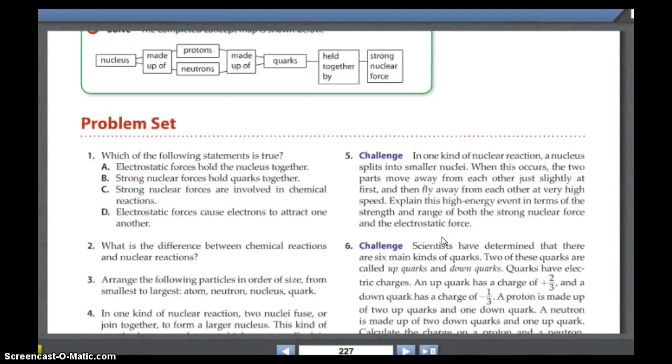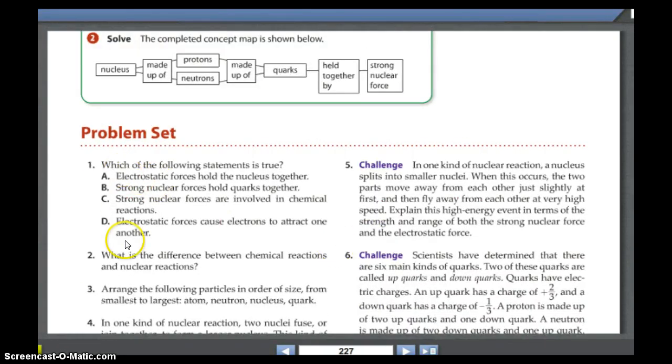Alright, so we want to do problems 1, 2, and 3. So problem 1, which of the following statements is true? A, electrostatic forces hold the nucleus together. B, strong nuclear forces hold quarks together. C, strong nuclear forces are involved in chemical reactions. D, electrostatic forces cause electrons to attract one another. So go ahead and hit pause. And the answer is B, strong nuclear forces hold quarks together.